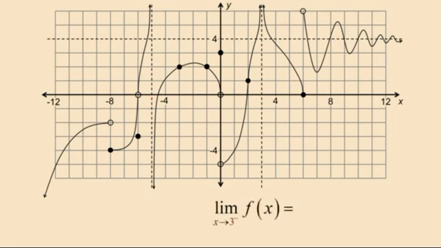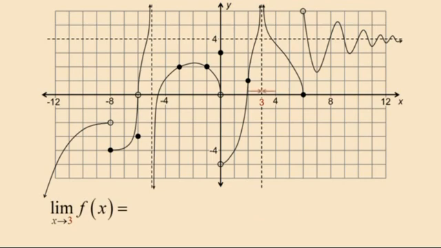Now let's take a look at the limit as x approaches 3 from the left of f of x. Notice that our function values are increasing without bound to +∞. Therefore, our limit is equal to +∞. Now let's approach 3 from the right. Once again, we can see that the function values are increasing without bound towards +∞. Therefore, again, our limit is equal to +∞.